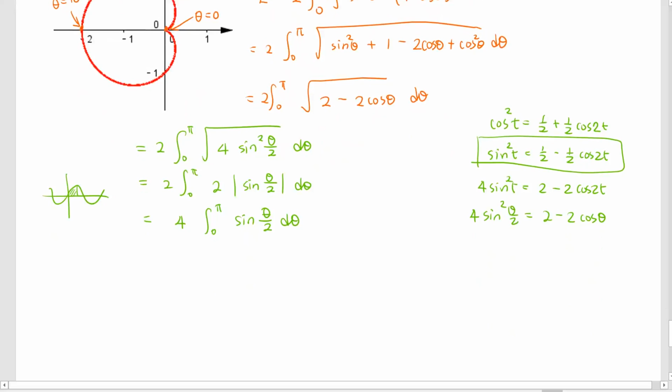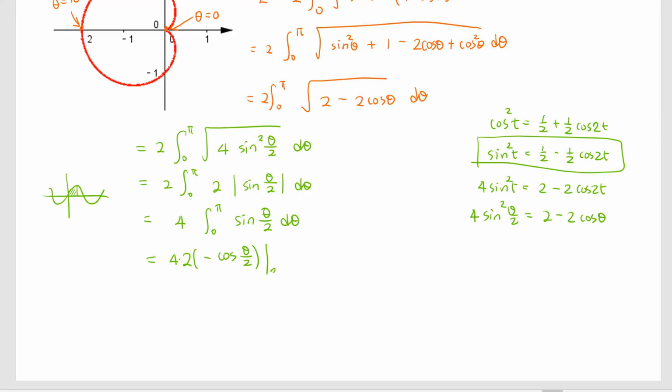Alright, what's the integral of sine? Derivative of cosine is negative, so integral of sine is negative cosine theta over 2. And you divide it by 1/2, that's the same as multiplying by 2. Alright, 8. We plug in pi first: cosine pi over 2. Subtract negative, becomes plus, plug in 0.